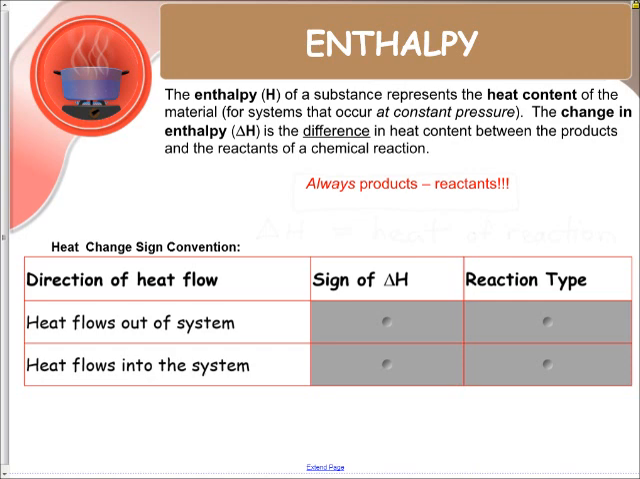Alright, Chem students, today we are talking about enthalpy. Please have out your blue note packets. We're going to work on page 3 today.